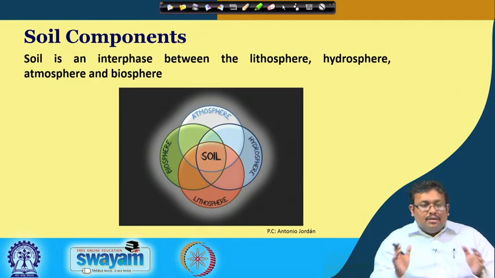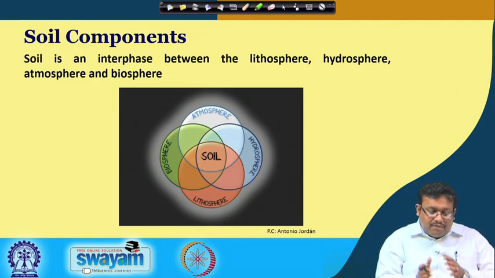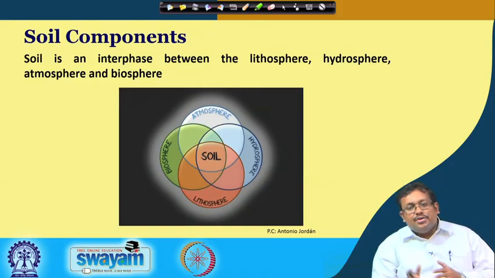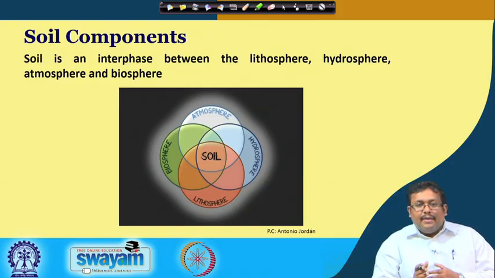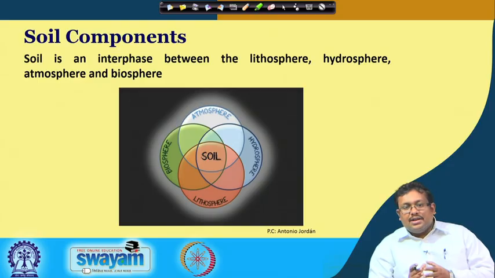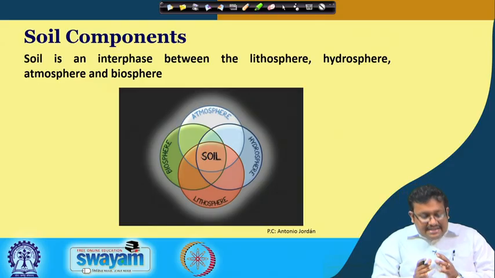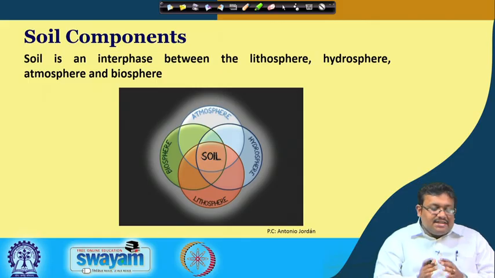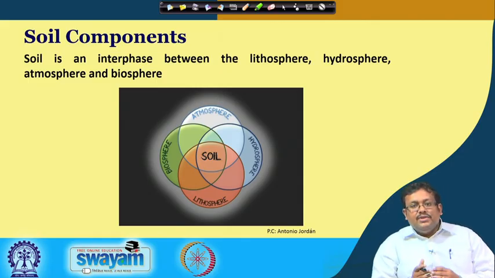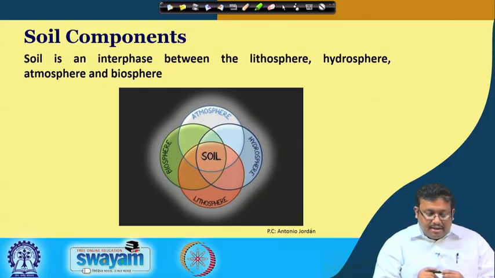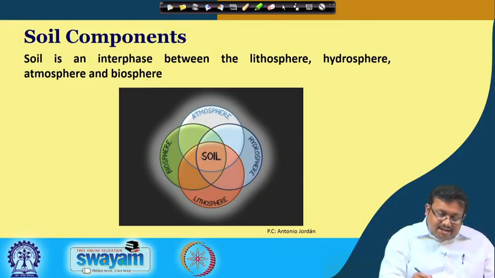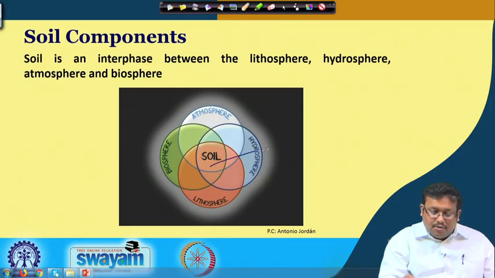It is evident from our previous slide that soil is composed of both mineral and organic matter as well as air and water. So, it can be easily concluded that soil is an interface between the lithosphere, hydrosphere, atmosphere and biosphere. And the intersection, or soil, is also known as pedosphere.